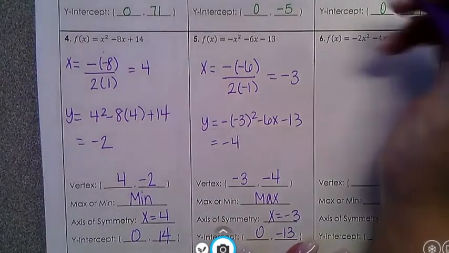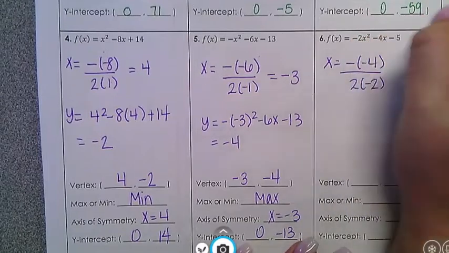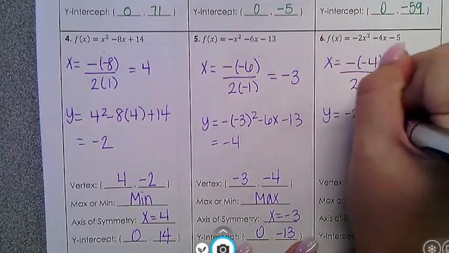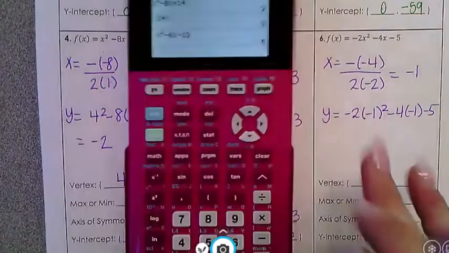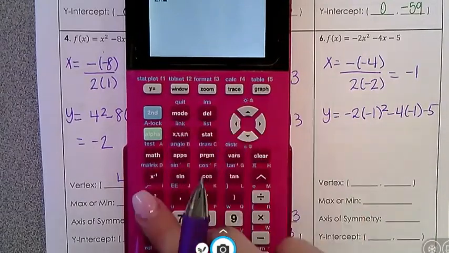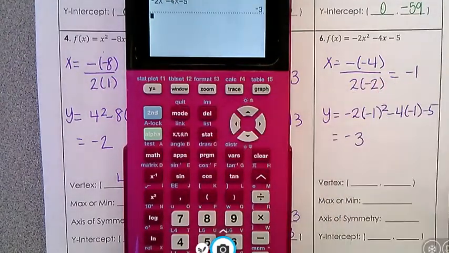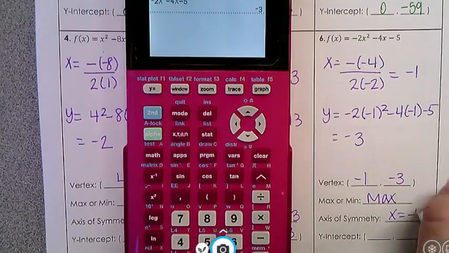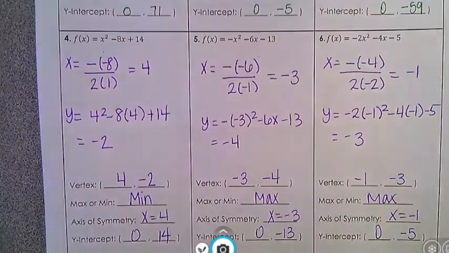And then number 6, negative b over 2a. This would be 4 over negative 4, which is negative 1. Negative 1 store x. Negative 2x squared minus 4x minus 5 is negative 3. This one is a max with x equals negative 1 as the axis of symmetry, and 0, negative 5 for your y-intercept.